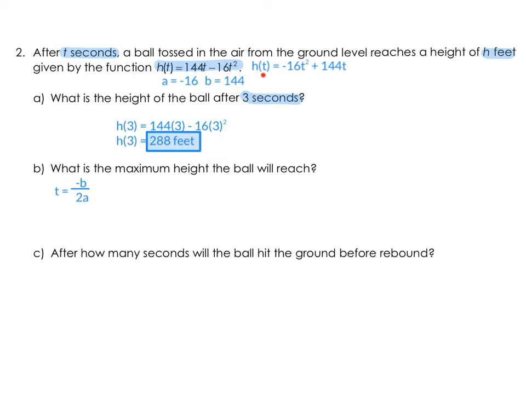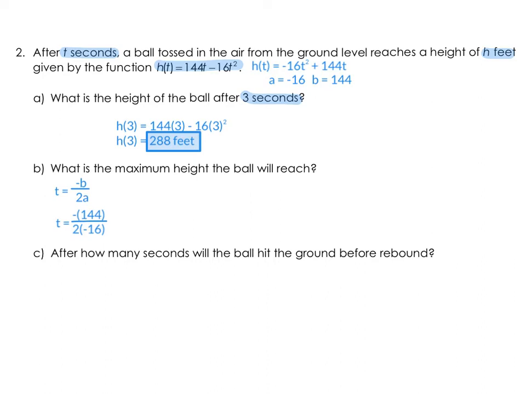So off to the side I rewrote it so you can see that a little better: the a value is the one with the t squared and the b value is with the t. Remember that we need to look at it in standard form. Now that I know what a and b are, I can sub them into my axis of symmetry formula. So then I have negative 144 over 2 times negative 16.